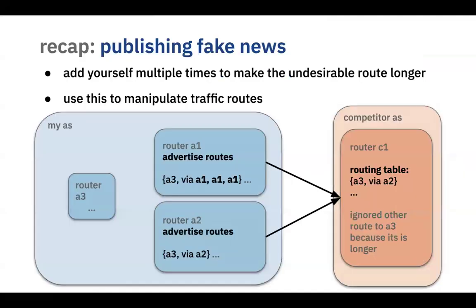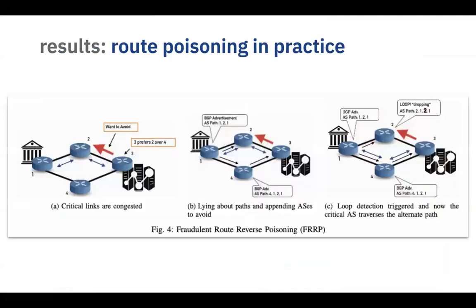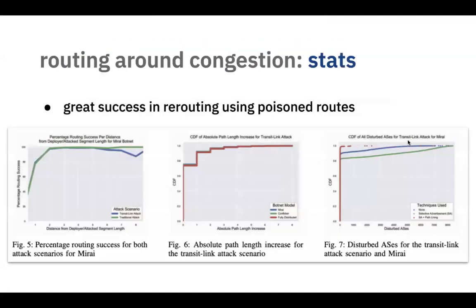So recall that we can add multiple dummies into advertised routes to make undesirable routes longer. So we can use this to manipulate traffic routes. What this paper does is reroute traffic around a congested or DDoS link by appending multiple dummies. In that case, the traffic will be rerouted around the congested link. Based on that, they created a simulation, and it was found that they were able to successfully reroute around the link using the technique of adding dummies in these poison routes.